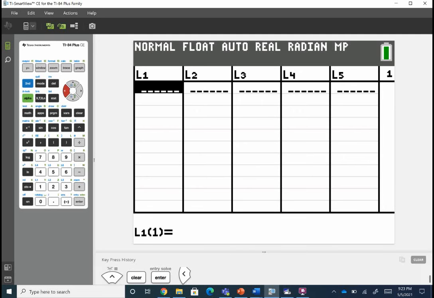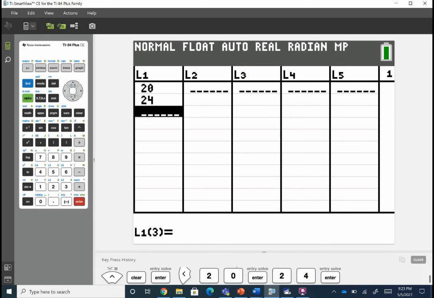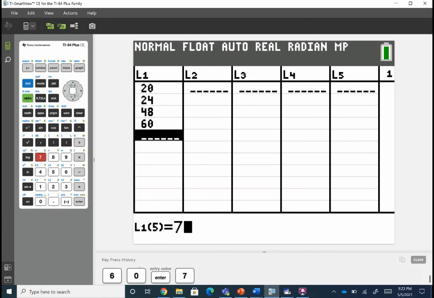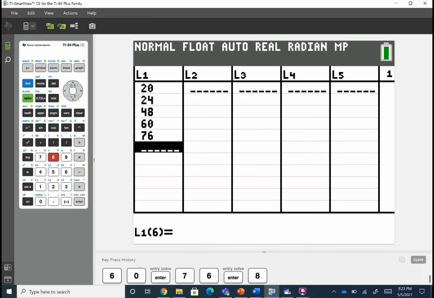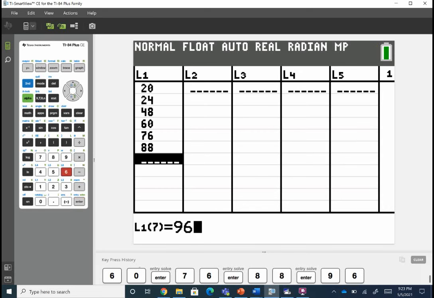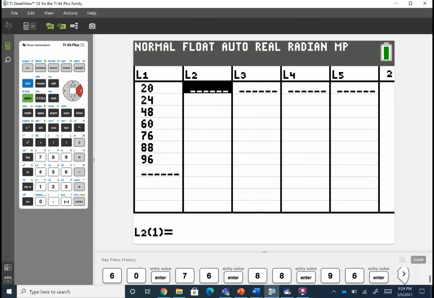Arrow back over so the first entry in list 1 is highlighted, and we're going to enter the first data set. So we're going to have 20, then just press enter. 24, press enter. 48, 60, 76, 88, and 96. Use your arrow keys to get to the top of list 2.